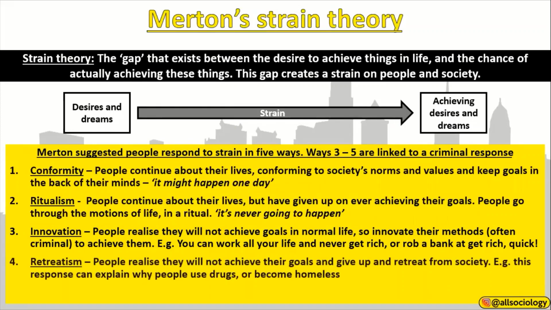Please don't do that. The other one is retreatism. So this is the fourth of Merton's five approaches to strain. Retreatism is fundamentally linked to things like drug addiction and alcohol dependency. So people realize they're not going to achieve their goals, they give up on them, and they retreat from society.